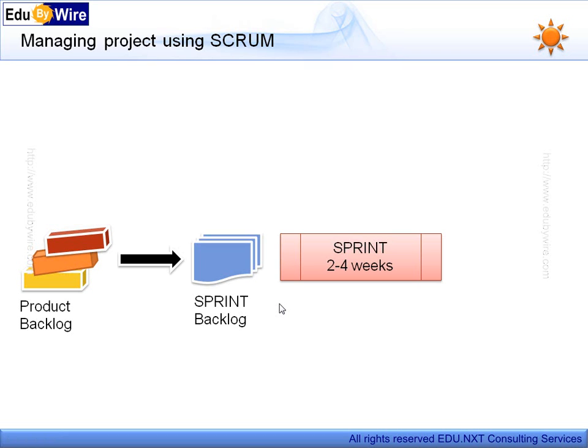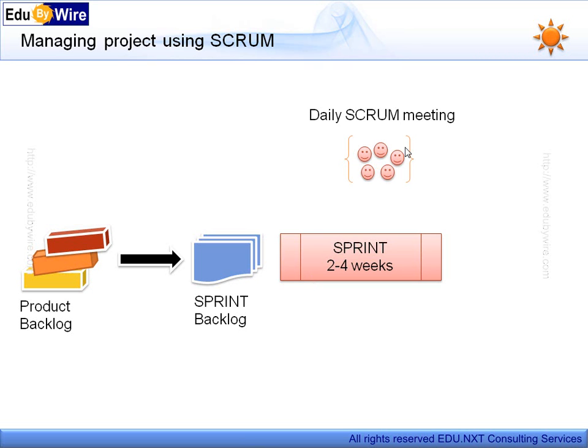Scrum projects are delivered in multiple iterations. An iteration is called as sprint. Thus, project managed by Scrum has multiple sprints. A sprint starts with sprint backlog. All tasks of sprint are recorded in sprint backlog. A sprint duration is fixed, which can be 2 to 4 weeks.